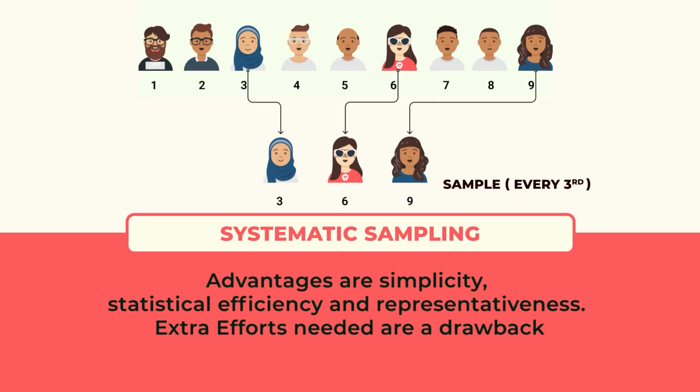Now, the advantages of systematic sampling are that it is simple to administer, it is statistically efficient, and it can completely represent your population. However, the extra effort that you need to draw up the list, arrange it into ascending or descending order, and work out the interval could sometimes be disadvantages.